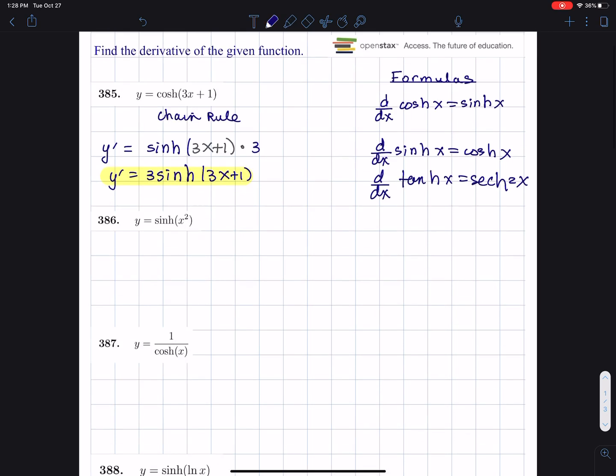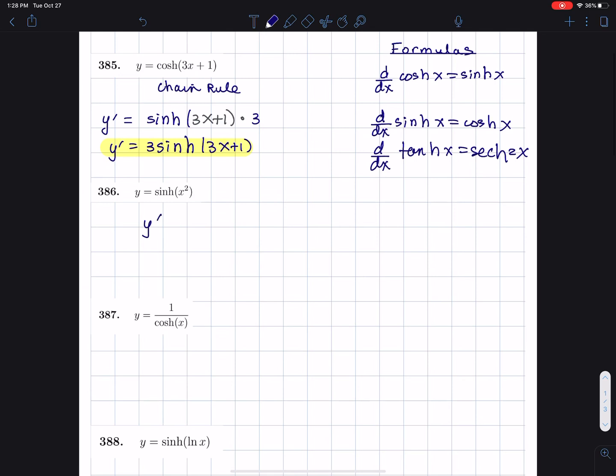The second one is also chain rule. I take the derivative of hyperbolic sine, which is hyperbolic cosine, and then I leave the inside exactly the same, but then I multiply by the derivative of x squared, which is 2x. So again, that's the chain rule. You take the derivative of the outside function, hyperbolic sine, and that derivative is hyperbolic cosine. And then I multiply by the derivative of x squared, which is 2x.